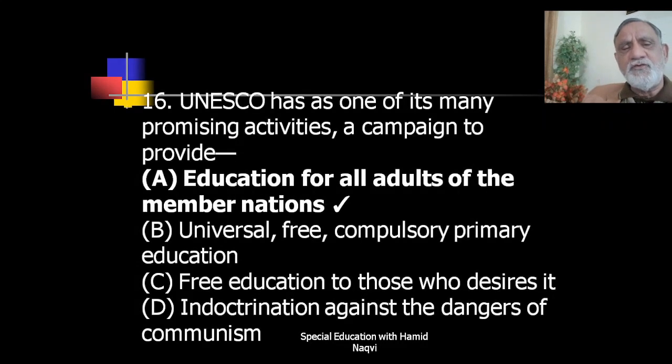Next MCQ is: UNESCO has, as one of its many promising activities, a campaign to provide education for all adults of member nations. Options: universal free compulsory primary education, free education to those who desire it, indoctrination against the dangers of communism. The first one is correct.